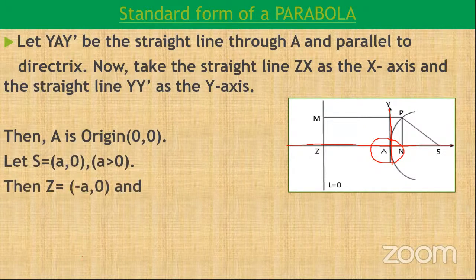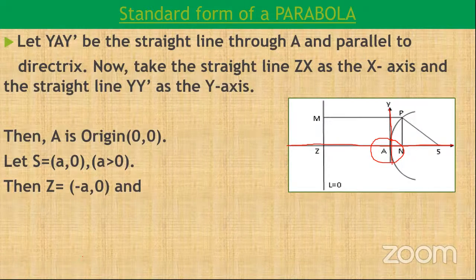Let S be (a, 0). Why S is (a, 0)? Because we have taken this distance as small a. Then S will be on the x-axis at a distance of a units, and S is on the right side of capital A. Therefore, S is (a, 0). And Z is also at a distance of a units, but to the left side of the origin. And we have concluded that AZ is equal to AS. Therefore, Z will be (-a, 0).